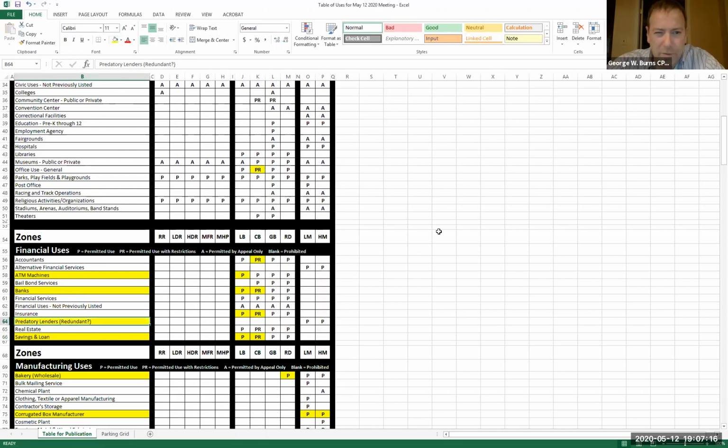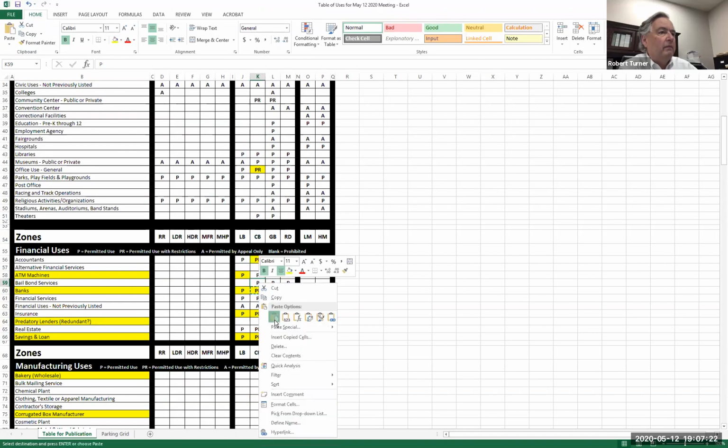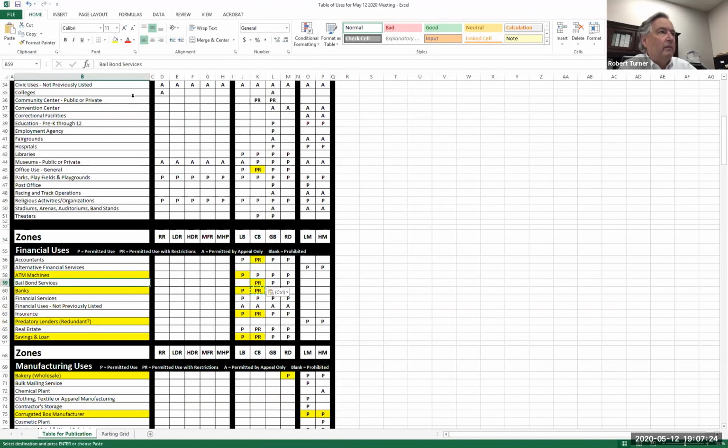Mail bond services. Okay. So those are going to be all PR? Right, because the restriction is the 50% office space. Okay. That's the restriction on the square.